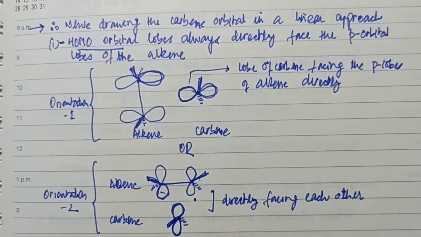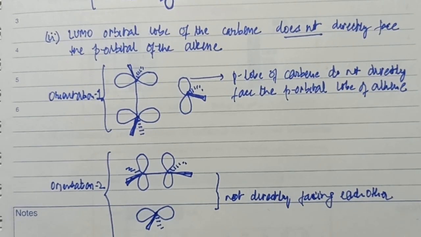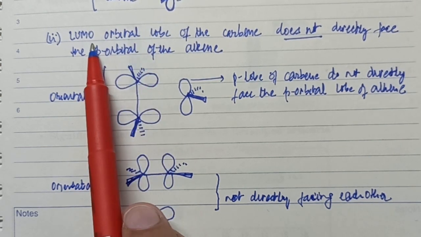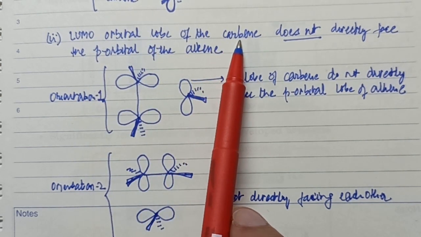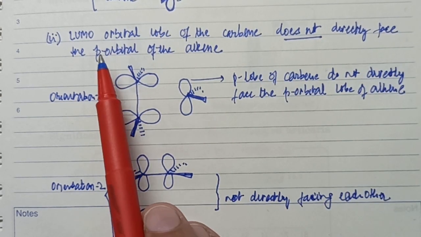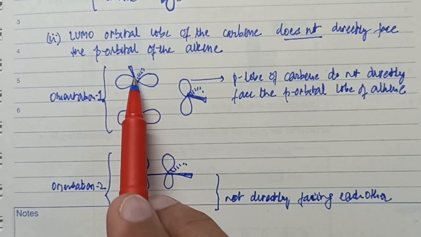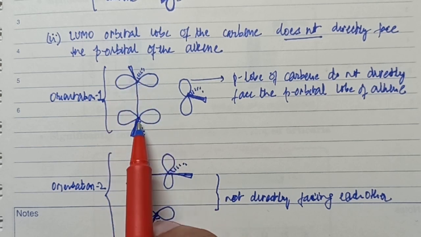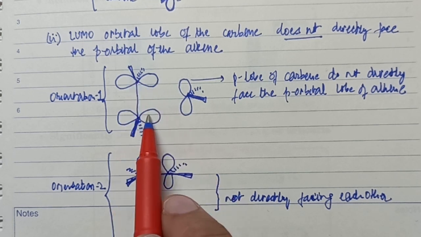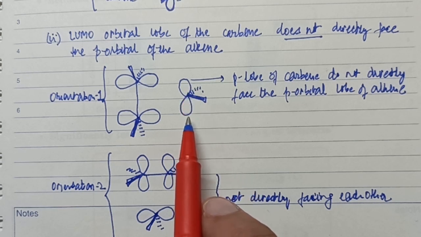And while drawing the other orbital, that is the LUMO orbital of the carbene, this would again be simple. One has to remember that the LUMO orbital of the carbene is drawn in such a way that its p orbital does not directly face the p orbitals of the alkene. What does it mean? If I draw orientation one in which I am drawing the alkene in this way, let's say these are the p orbitals of the alkene, the LUMO has to be drawn for the carbene in such a way that the p orbital of the carbene is not directly facing the alkene, so it has to be drawn in this way.